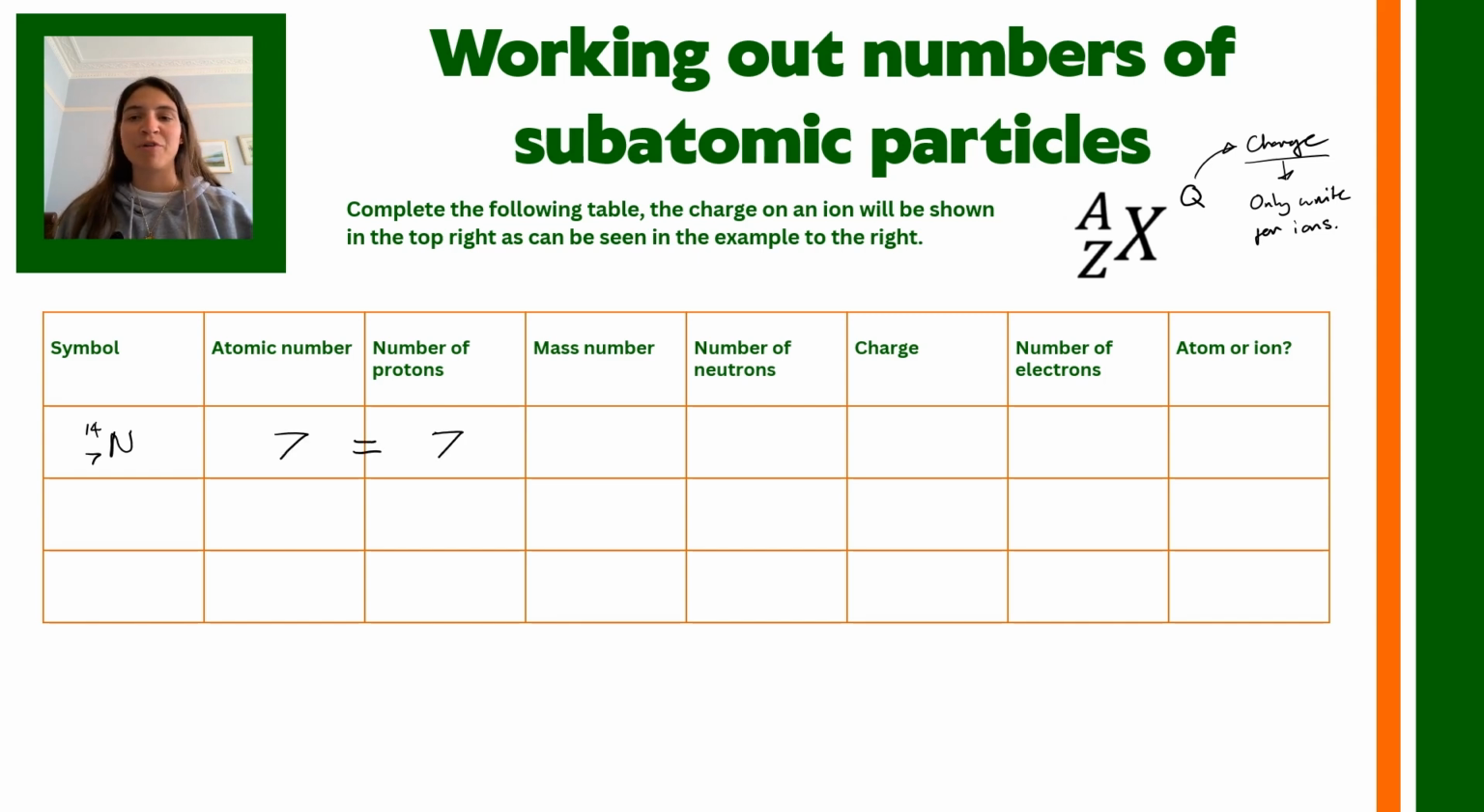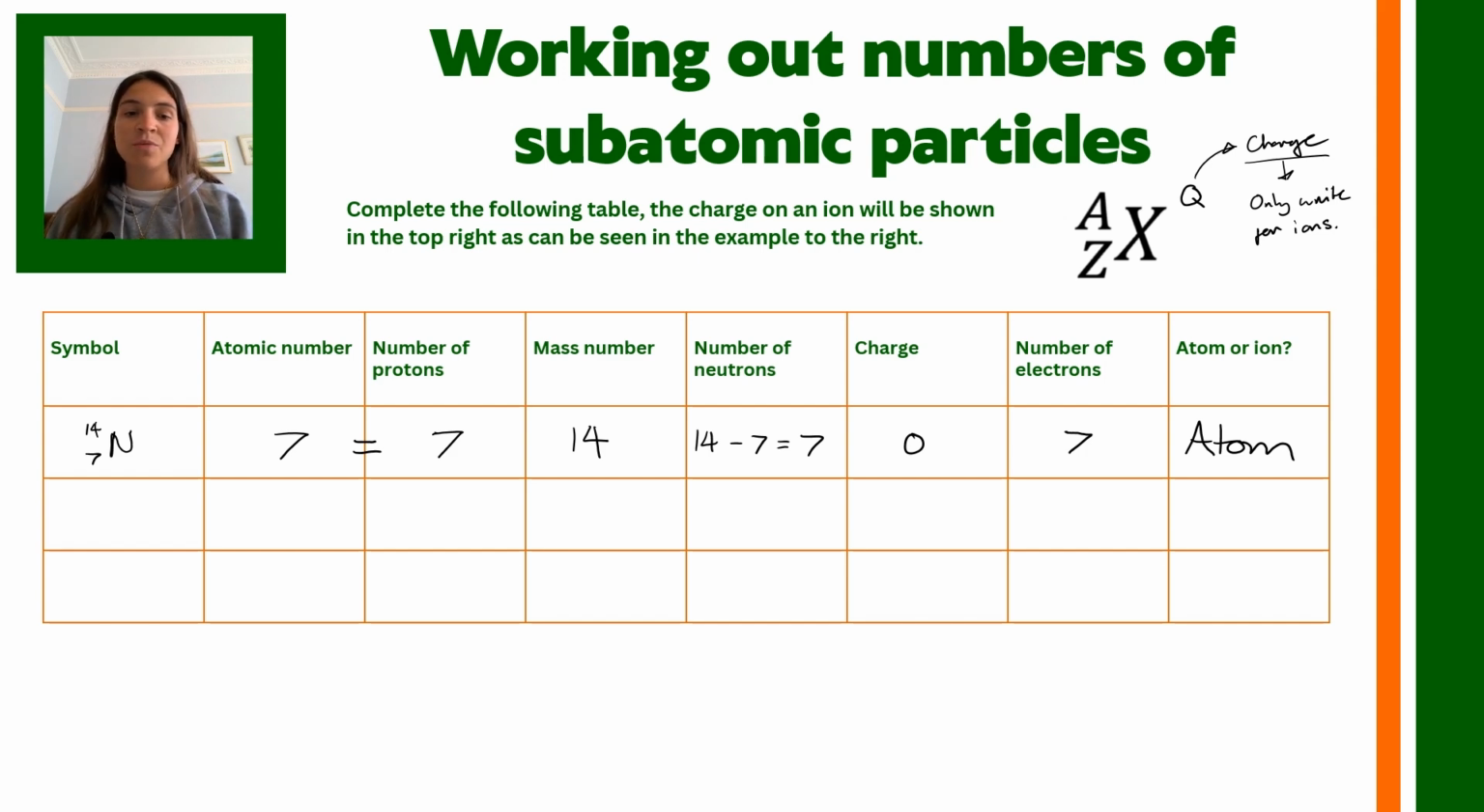Okay, so my atomic number, remember that's the bottom number, and so that is 7, and that is equal to my number of protons. Next, my mass number, that's the one at the top, so that's 14. Now remember, my mass number is the number of protons plus the number of neutrons. So if I have a mass number of 14 and I'd like to know the number of neutrons, all I have to do is take 14 minus the number of protons, which was 7. So that tells me there are 7 neutrons.